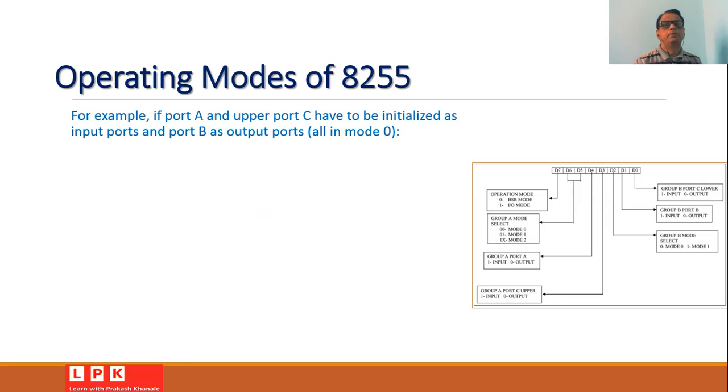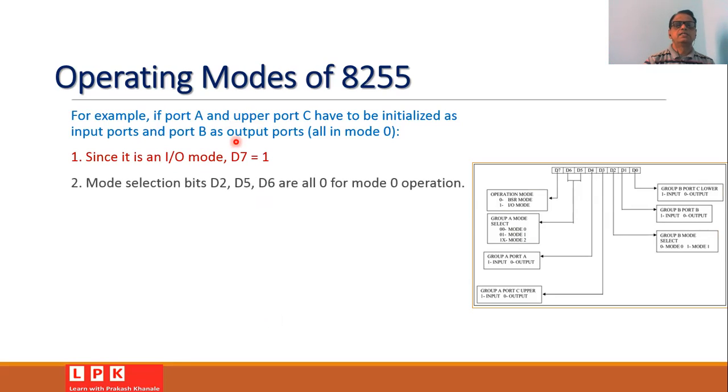Say, for example, if port A and port C are to be initialized as input ports, and port B is being used as an output port, and suppose we want to use mode 0 for all the ports, then in that case, we can set this control word like this. Since it is an IO mode, the bit D7 will be set to 1. Then the mode selection bits D2, D5, D6 will be all 0 for mode 0 operation.